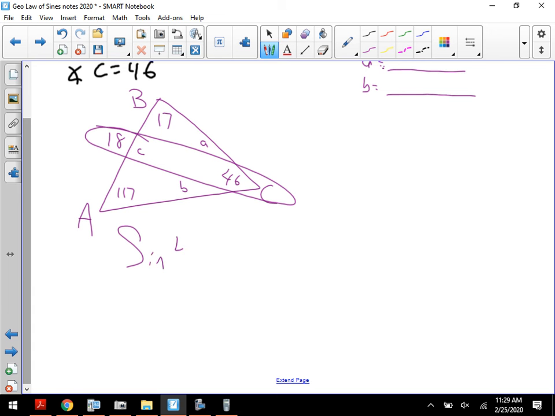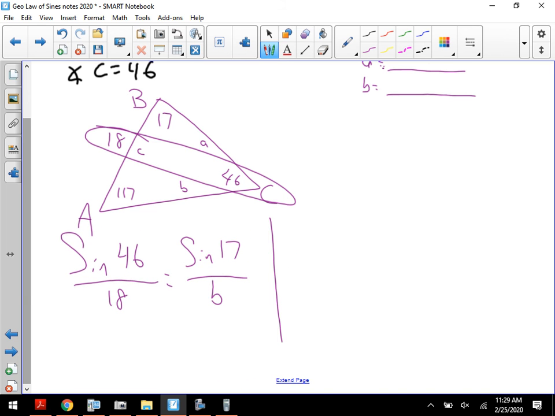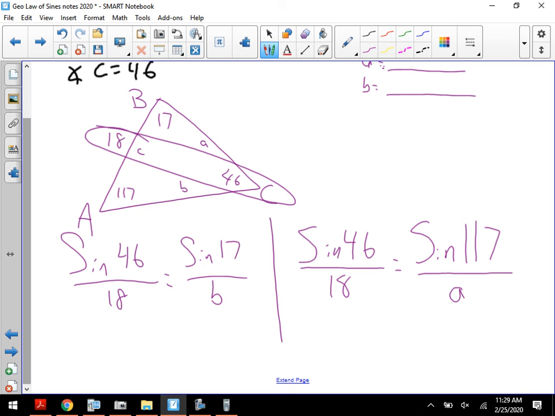So I have the sine of 46 is to 18. Sine of 17 is to b. That's for one setup. Since I'm already there, I redo that as well: sine of 46, still the 18. Sine of 117 is to little a. Notice how our unknowns are in the same spots as they were last time around as well. Multiply by the denominator for both of them. Okay? For both of them.